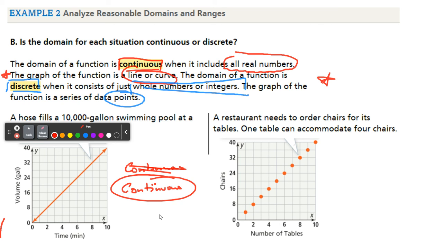Over here with the tables and chairs, notice that this is going to be a discrete graph. It's a series of points. And again, as we noted in the previous example, it was counting by nice numbers, right? 0, 1, 2, 3, 4, 5 for the tables, and 0, 4, 8, 12, 16 for the chairs.